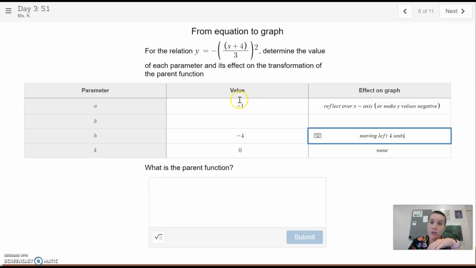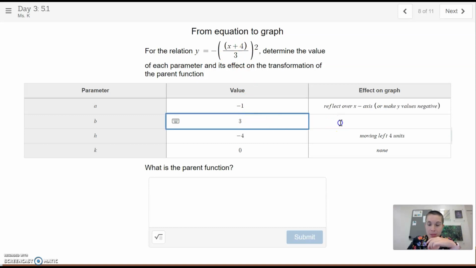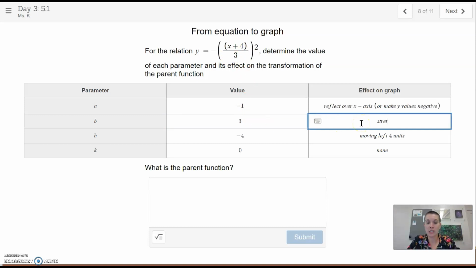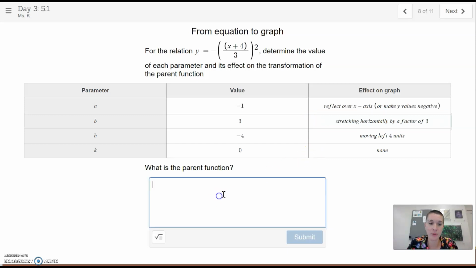And I also have a b value right here. Just like the plus and minuses are opposite, division and multiplication are opposite. I have this 3 right here. That means my b is 3. It means that I am stretching horizontally by a factor of 3. And finally, what is the parent function? If we got rid of all of these parameters, what we would have left is y equals x squared. That's our parent function.